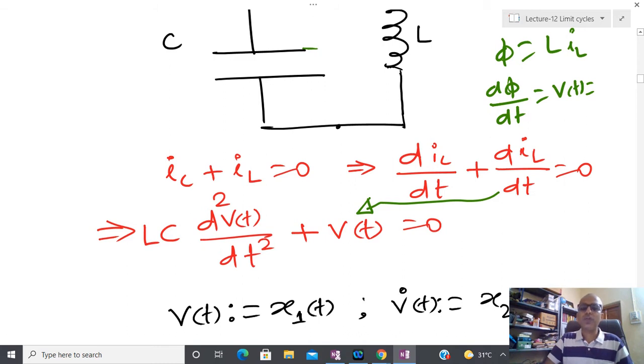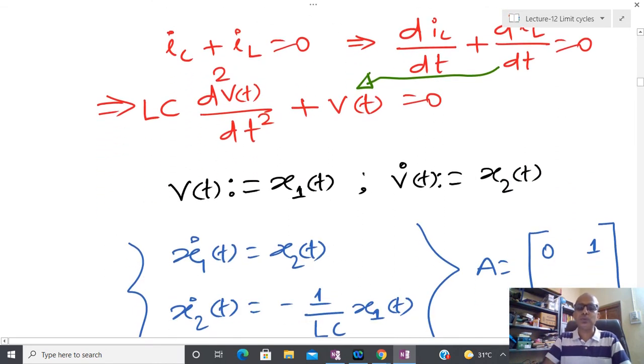Autonomous system. So in this way, you can see that autonomous system is quite obvious in nature. Okay, the electrical circuit is also showing some kind of autonomous system. And after that, since this is a second order system, I can apply the phase plane analysis. And after that, what I am going to do now is define the states.